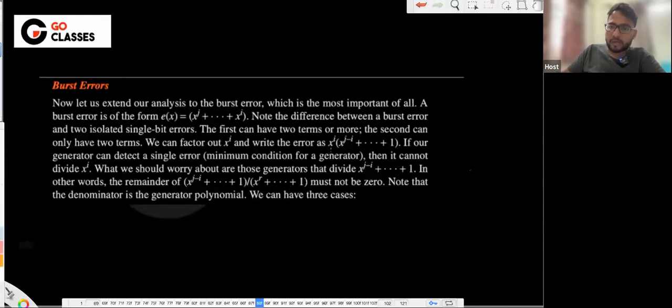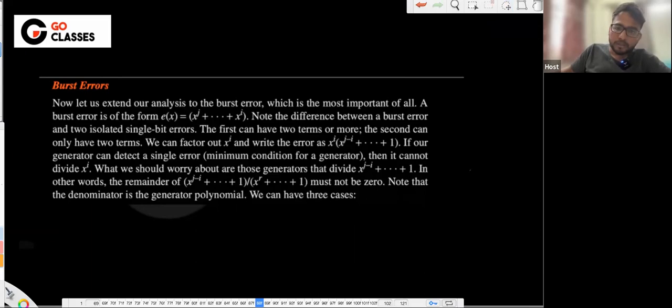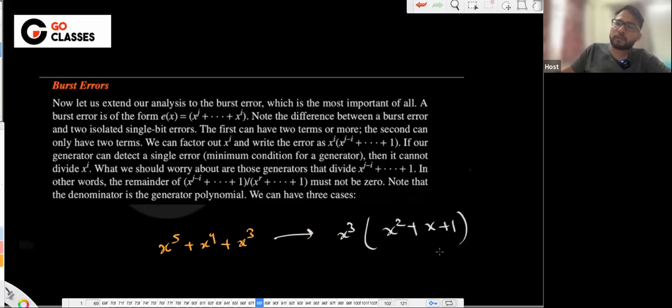Then if we have any burst error, let's suppose x power j plus x power j minus 1, something like that, down to x power i, we can always take x power i as common. Whatever is the minimum, we can take that as common. Suppose I have x power 5 plus x power 4 plus x power 3. This is my burst error. Can I take x cube as common? I think I can. It will be x square plus x plus 1.